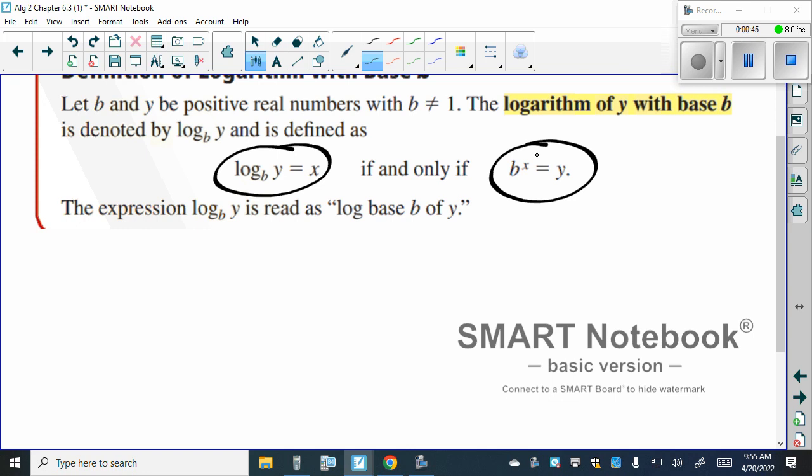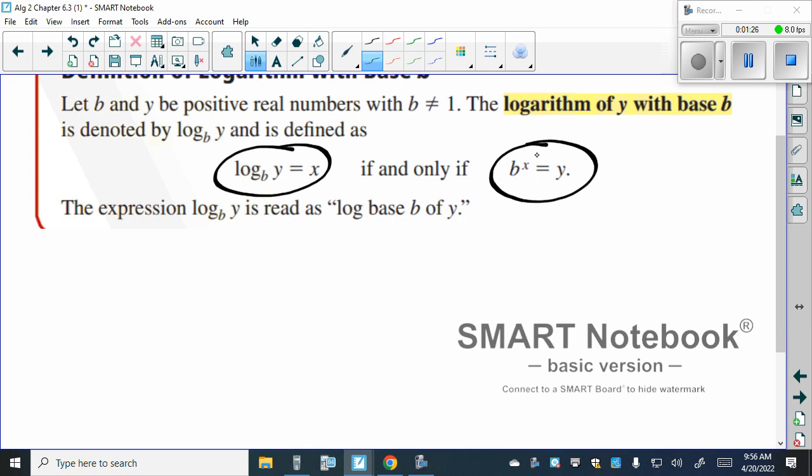No, it does. Yeah, I flipped the x and y. So I'll rewrite it here so it makes sense. Log base b of y equals x if and only if b to the x is equal to y.